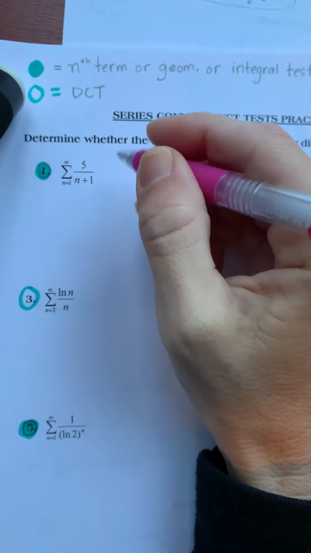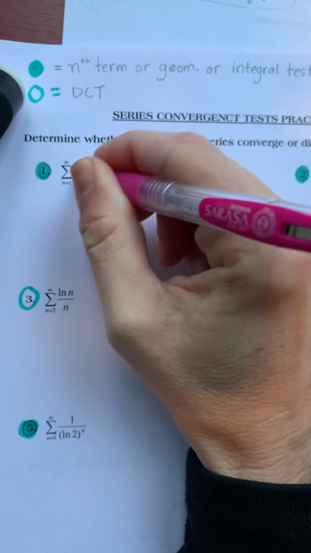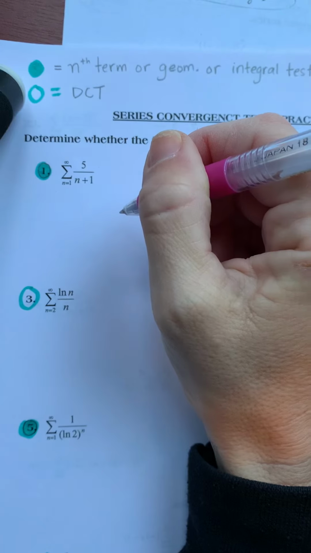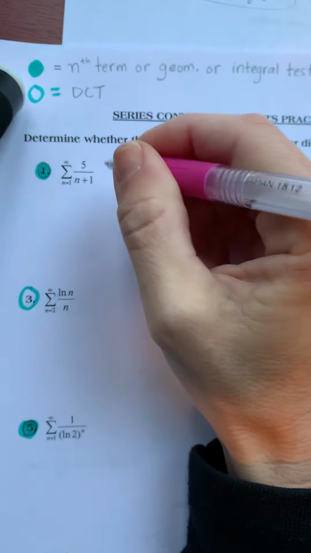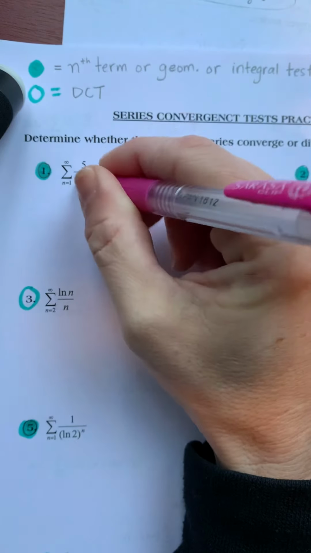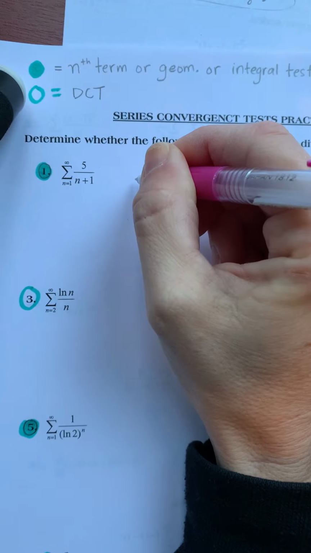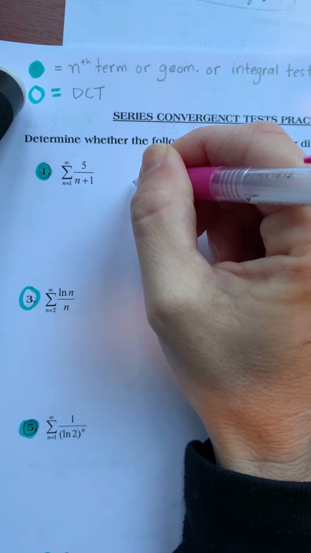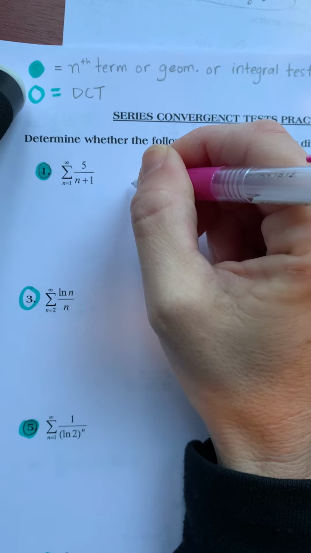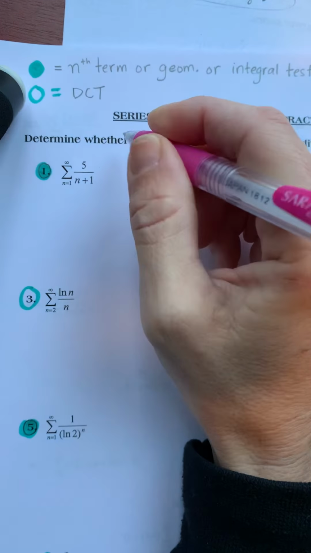So we start with the nth term test. We see that the bottom is growing faster than the top, so we know maybe we're going to converge. The second test we try is geometric. This is not geometric. If I get the first few terms, I'll see also that it's not. So then I go to either direct comparison or integral. I'm going to always go to integral next.